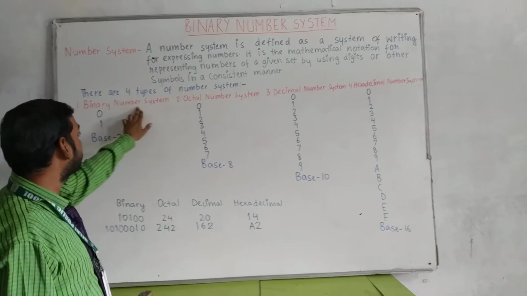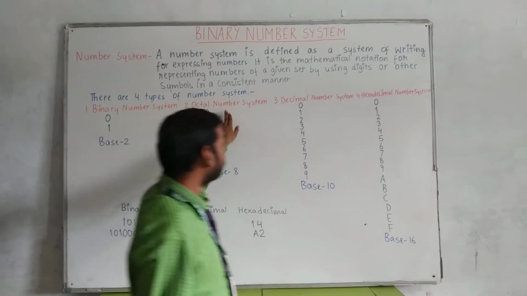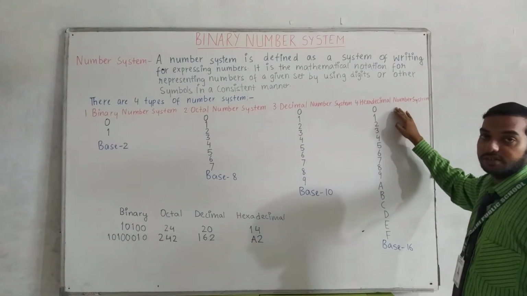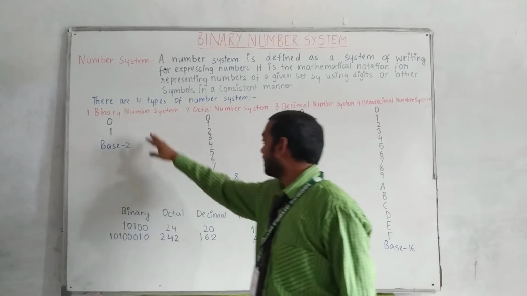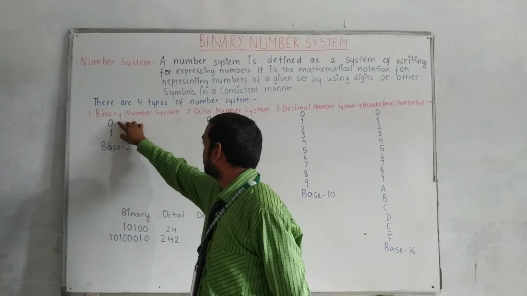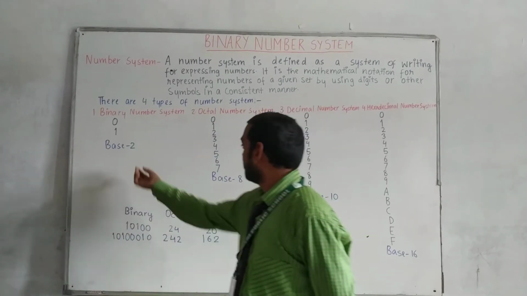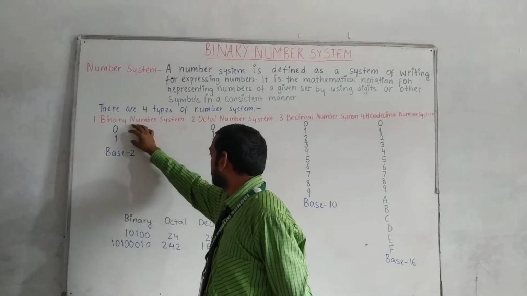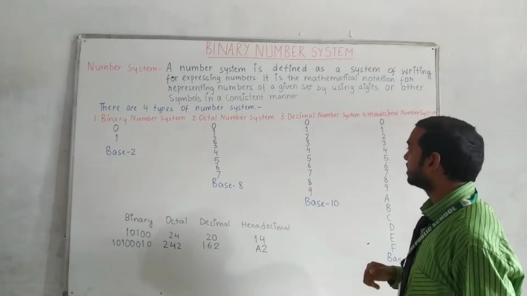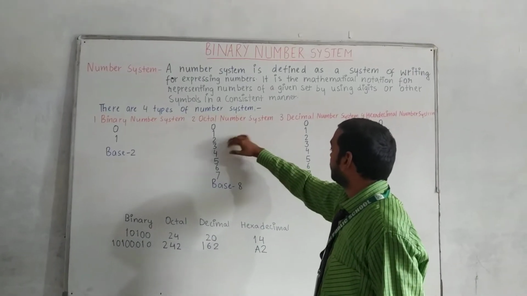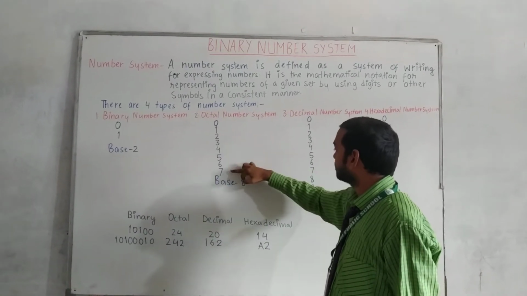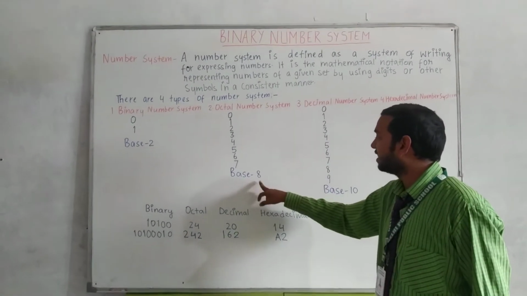First one is the binary number system, second octal number system, third decimal number system, and fourth hexadecimal number system. In the binary number system, we express our number by using two symbols, 0 and 1. Its base is 2 because we are using two symbols. In the similar way, in the octal number system, we represent our number by using 8 symbols from 0 to 7, and its base is 8.